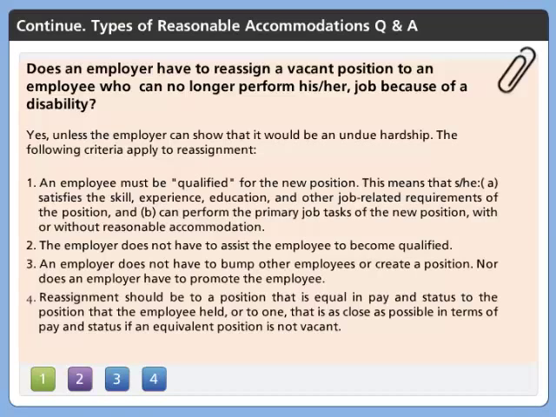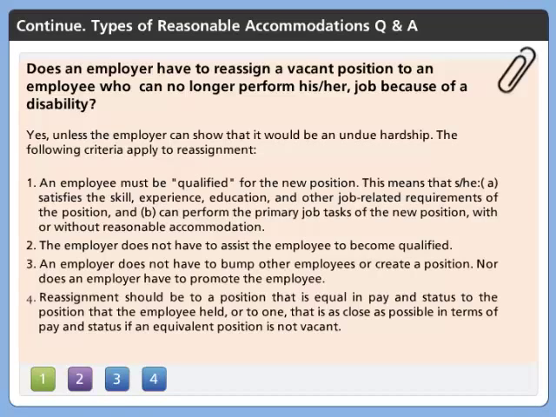Does an employer have to reassign a vacant position to an employee who can no longer perform his or her job because of a disability? Yes, unless the employer can show that it would be an undue hardship. The following criteria apply to reassignment. 1. An employee must be qualified for the new position. This means that A, he or she satisfies the skills, experience, education, and other job-related requirements of the position, and B, can perform the primary job tasks of the new position with or without reasonable accommodation.